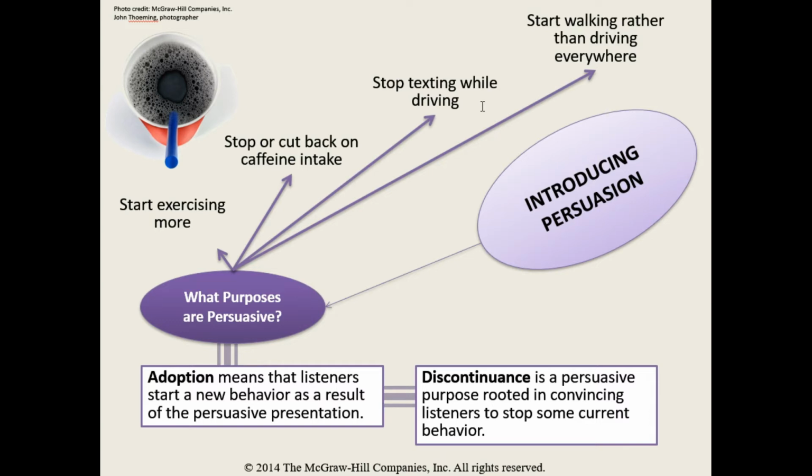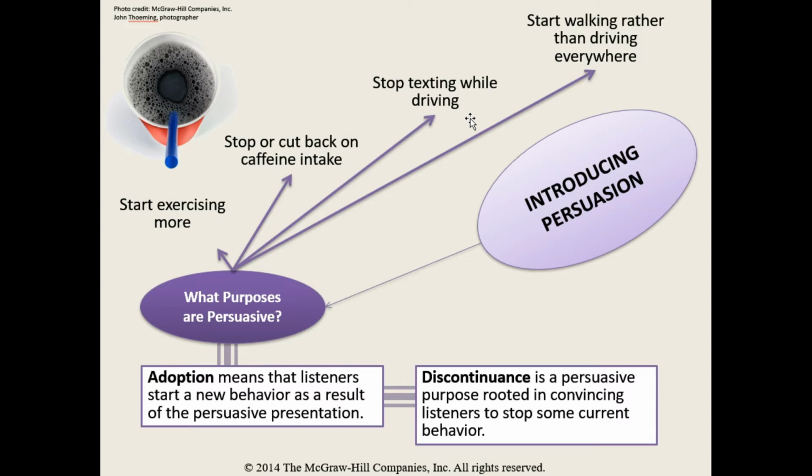But instead of parking extra close to the building, maybe park one parking spot down and use your feet and become a little bit more of a pedestrian than a driver. So when we adopt things, this means that listeners start a behavior as a result of the persuasive presentation. In other words, I want you to start exercising more by just walking. You don't have to run. You don't have to go to a gym. I just want you to start walking and think about every step that you take.